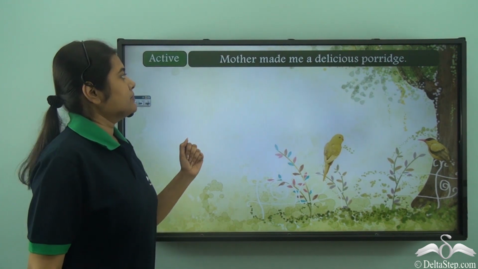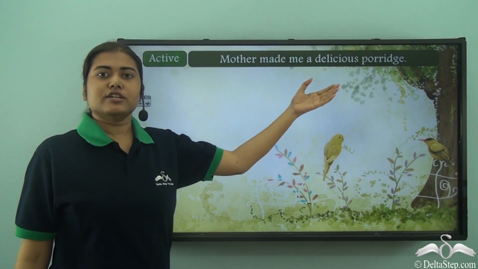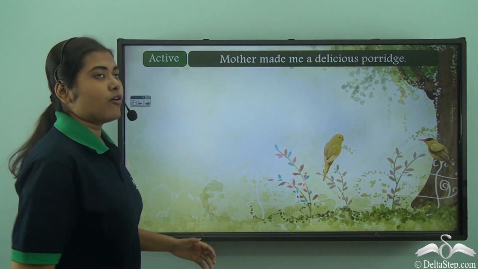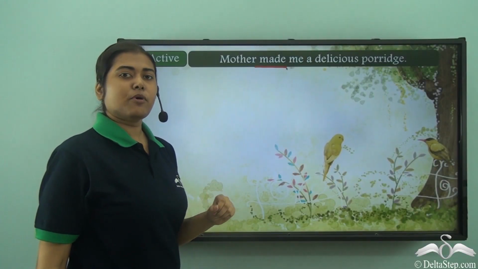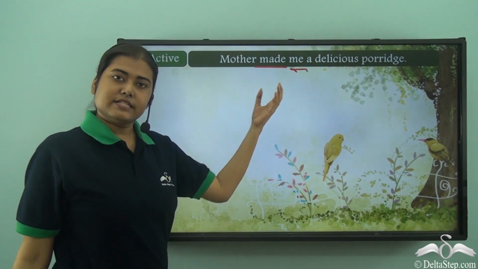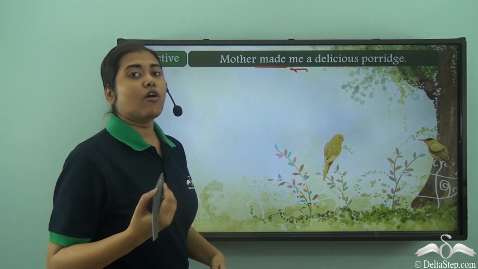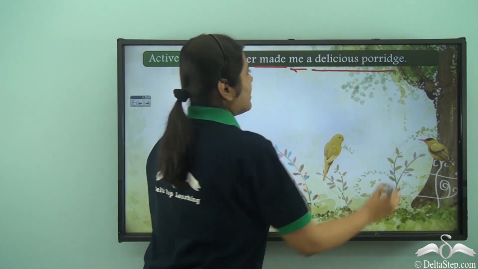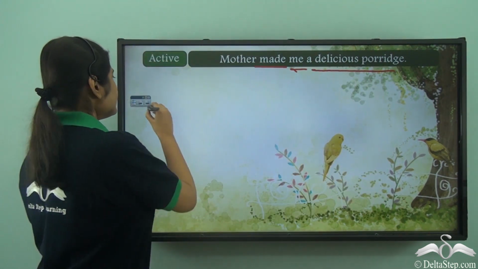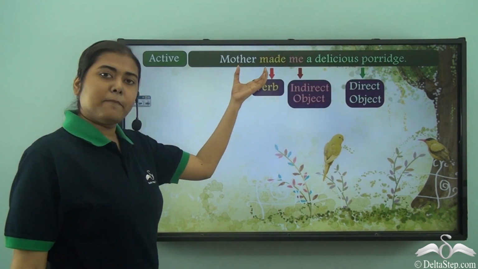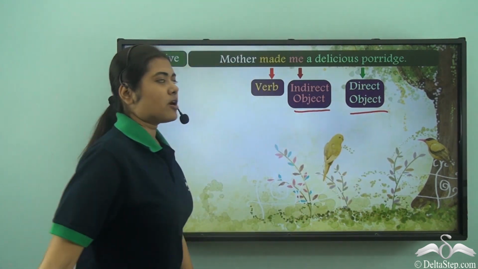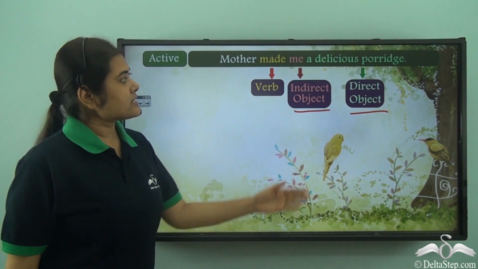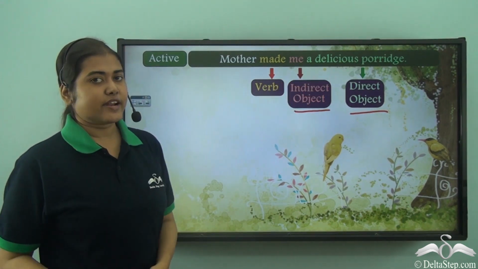Now look at this example. Mother made me a delicious porridge. Now here, what is the verb? Made. And what is the object? Mother made whom a delicious porridge? Me. So this is one object. And mother made what? A delicious porridge. So even in this case, we see that the verb made takes two objects, indirect object and direct object. Me is the indirect object, a delicious porridge is the direct object.